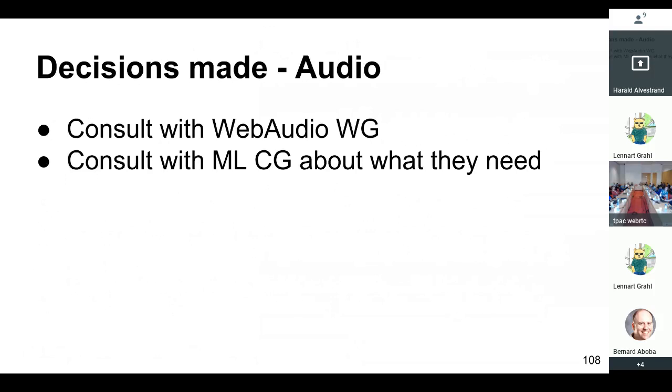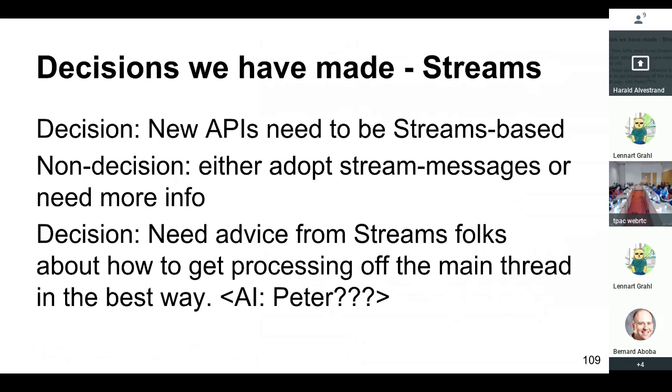On audio, we have a consultation with Web Audio Working Group needed. We have a consultation needed with the machine learning community group about what they need on audio. We did not make a decision to adopt my draft for a non-web audio API. From the feedback, it seems that it's very possible we'll just drop it. On streams, new APIs need to be streams-based.